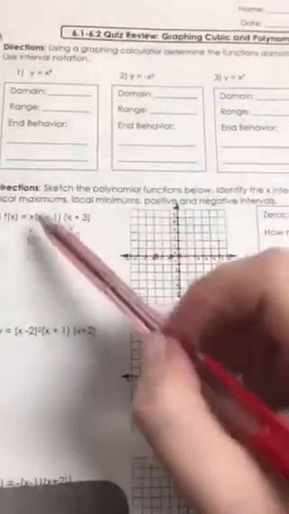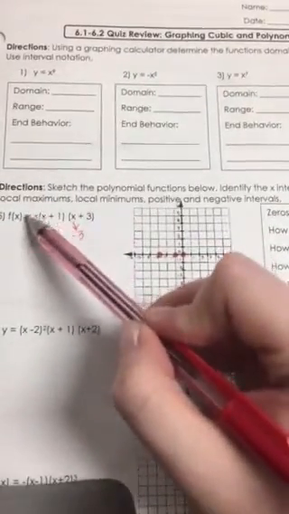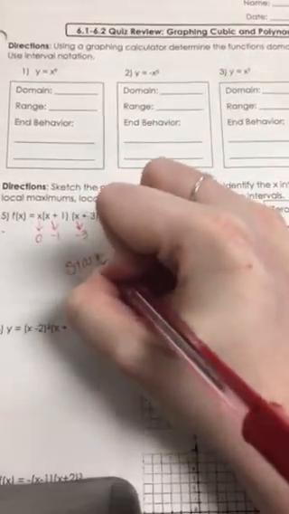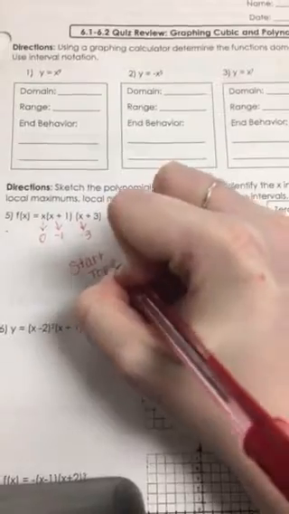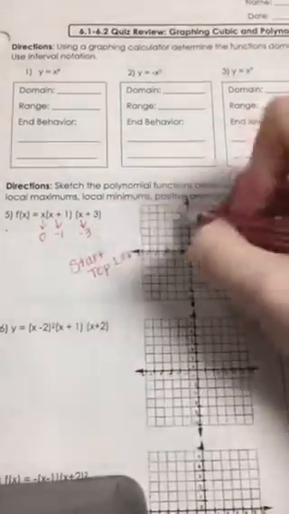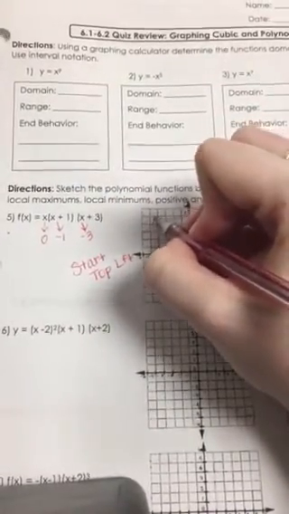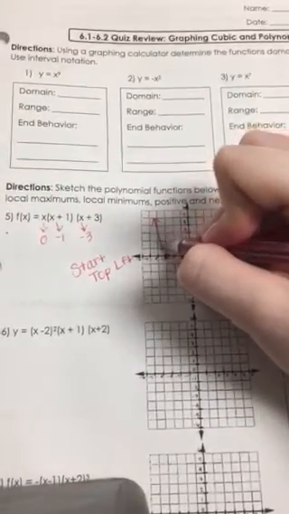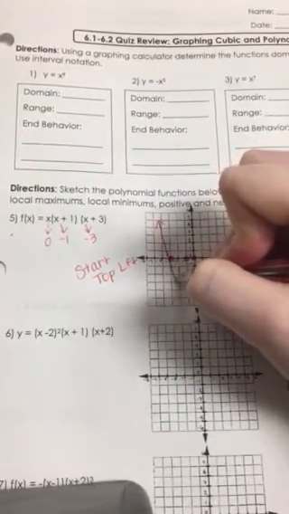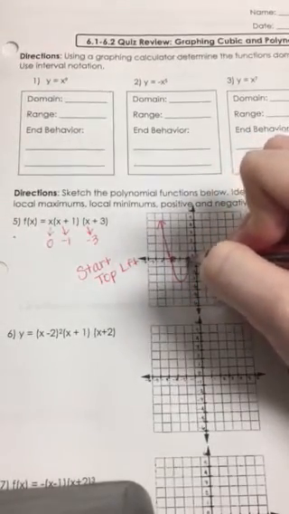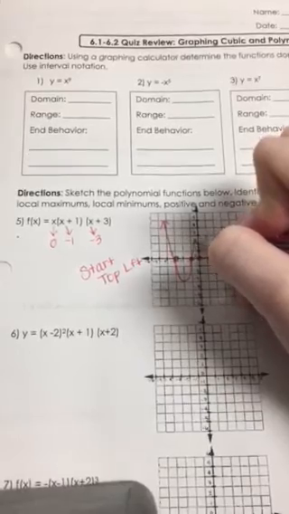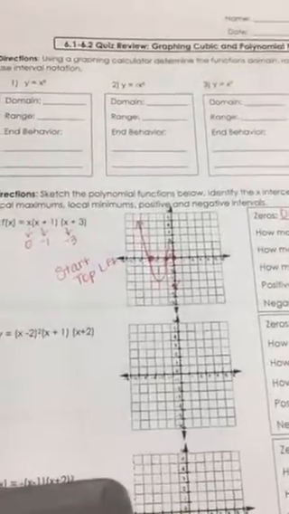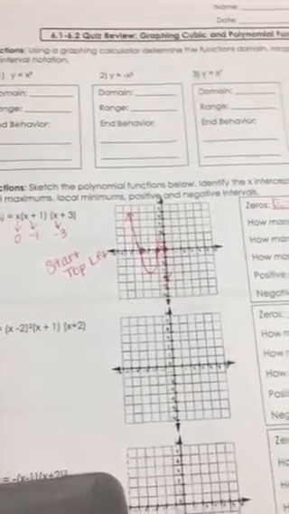Now another thing we talked about in class is that if this is positive, that means we start at the top left. So I'm going to start at the top left, okay? And then I know that this graph has to go through this point, but it's got to turn back around to come through this point, come back around to come through this point, and it ends up coming down. So that's about what your graph's going to look like.